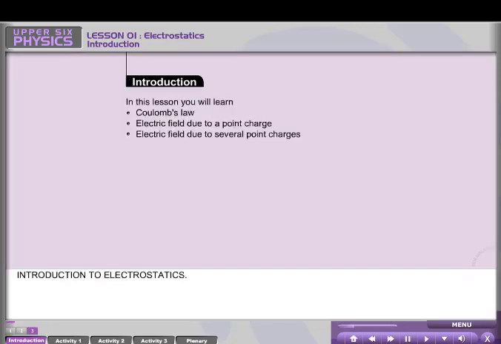In this lesson, you will learn Coulomb's law, electric field due to a point charge, and electric field due to several point charges.